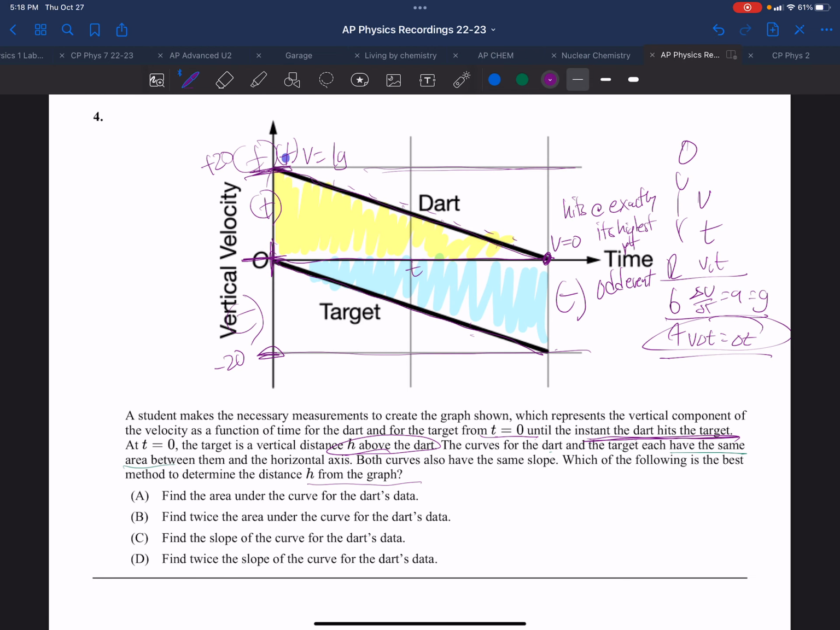All right, so if we find the area under the curve for the dart's data, that looks like that will work. That looks like that's actually it. Twice the area under the curve for the dart's data. Well, that would be twice the height, so that's exactly false. It's exactly the wrong answer.